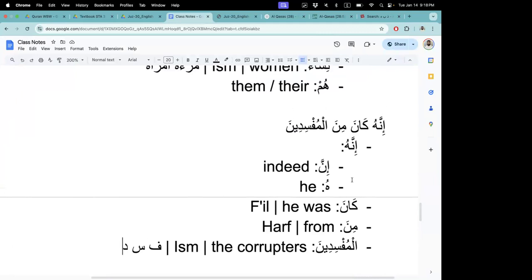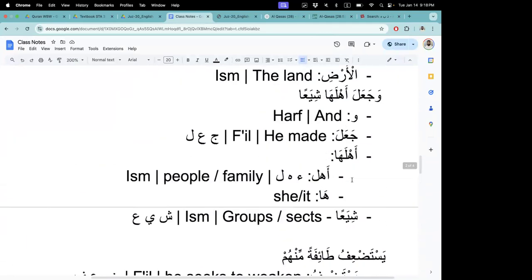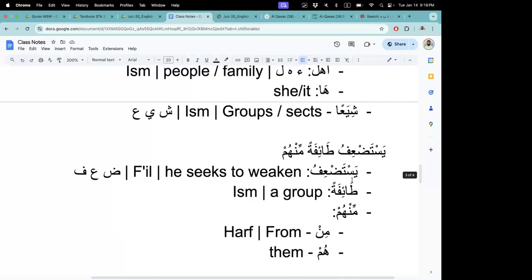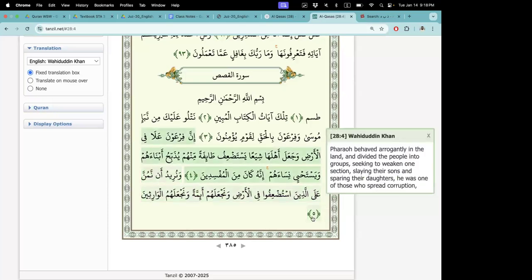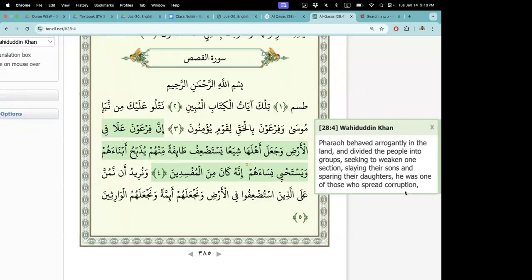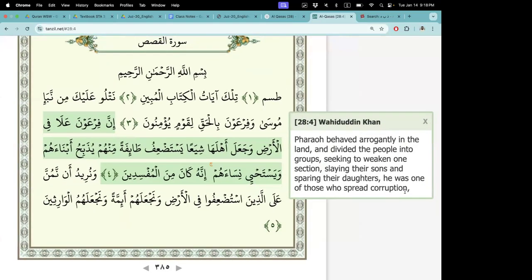Inshallah. Now look at what the ayah is saying. We've looked at it, broken it down word for word. Alhamdulillah. It's a longer ayah for us, and we spent a little bit of time reviewing. But look at what Allah subhanahu wa ta'ala says here. Inna fir'auna ala fil ard. Fir'aun, or the Pharaoh, behaved arrogantly in the land, divided the people into groups, seeking to weaken one section or one faction, slaughtering or slaying their sons and sparing their daughters. He was truly one of those who spread corruption on the land.